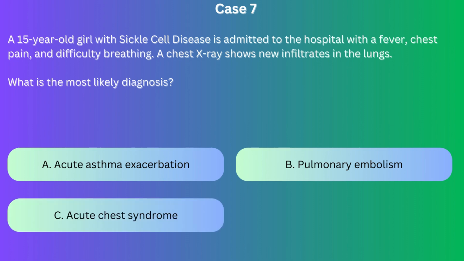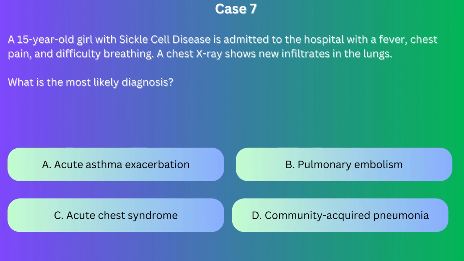Acute chest syndrome. D. Community-acquired pneumonia. Correct answer C. In patients with sickle cell disease, the development of fever, respiratory symptoms, chest pain, and new pulmonary infiltrates typically indicates acute chest syndrome, ACS.